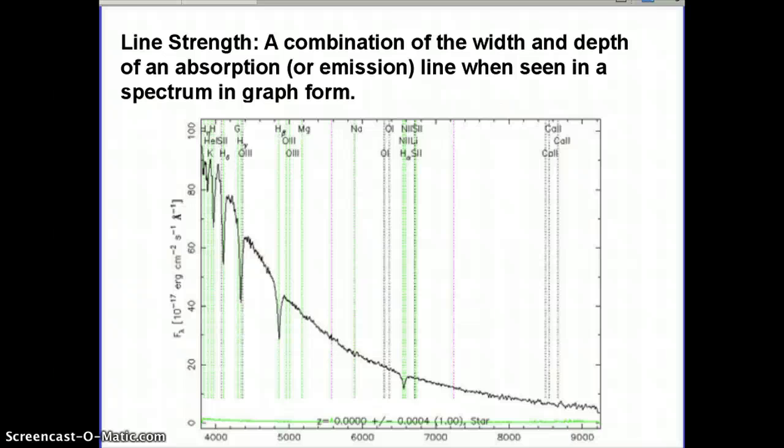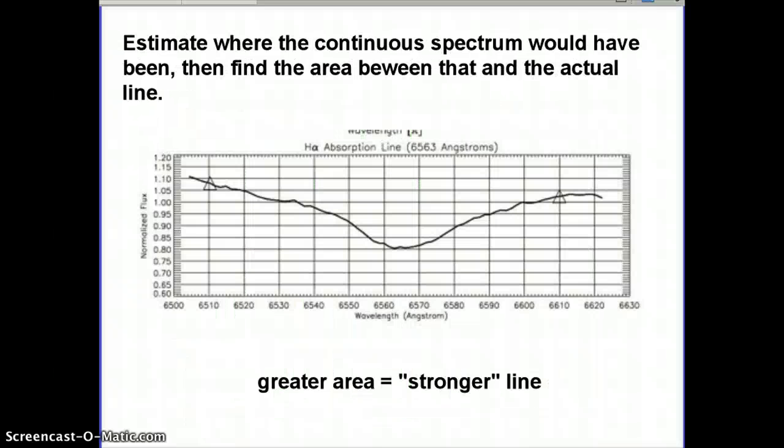If I want to estimate the line strength, and you're doing that in your lab, what you do is you start by estimating where that continuous background would have been. So I can imagine drawing a line from here to here. I would say that that's sort of where the background went. And then I can imagine filling in all of this area that got absorbed. Obviously, I'm not doing this terribly accurately right now. Coloring on my computer is not my greatest strength.